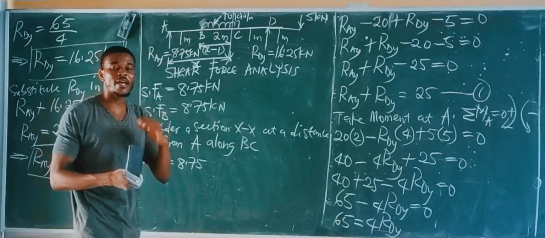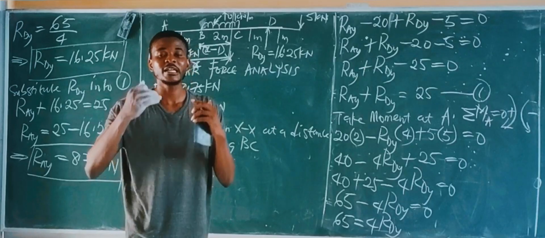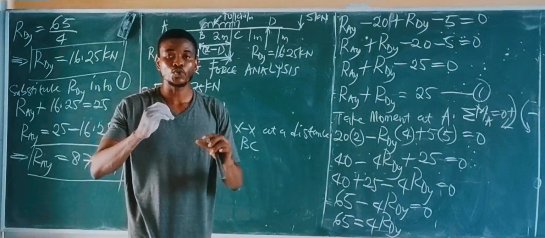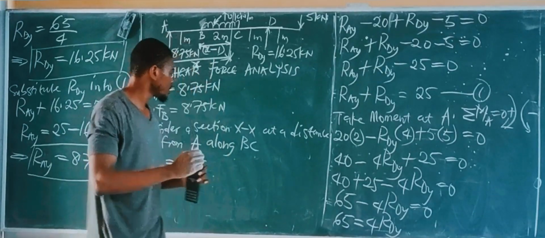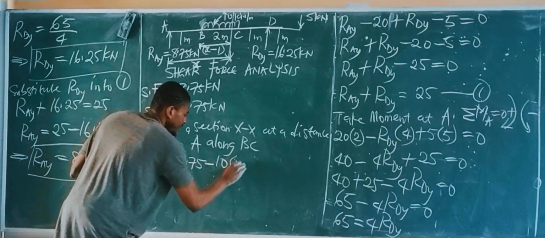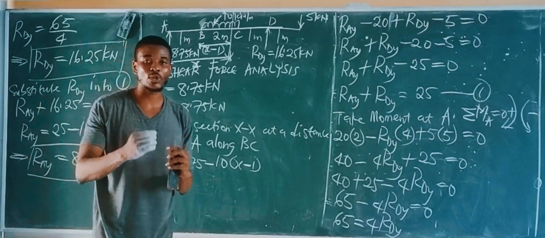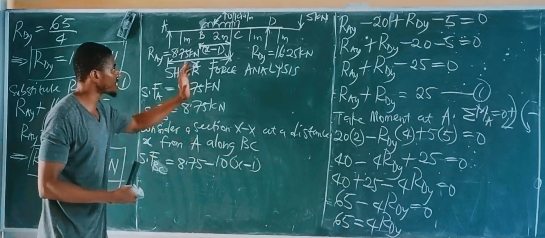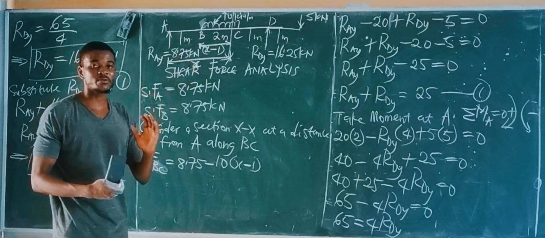I said the reason why it's called uniformly distributed is simply because even if we section any portion out, the load intensity still remains the same. It doesn't change. It is uniform. So it will always be 10 kilonewtons per meter regardless of the section. So we simply have minus 10 times X minus 1. So this becomes a point load. To convert the UDL to a point load, simply multiply the intensity of the UDL by the length of the UDL, which by reason of this section is X minus 1.